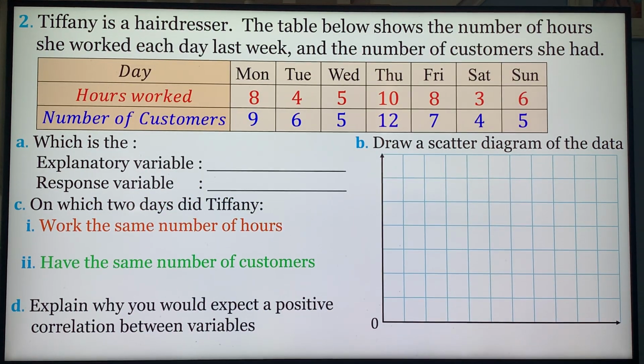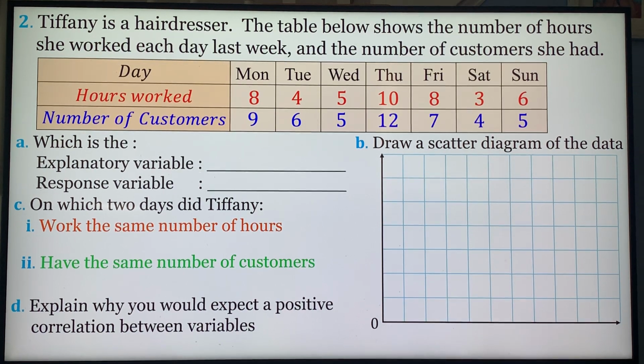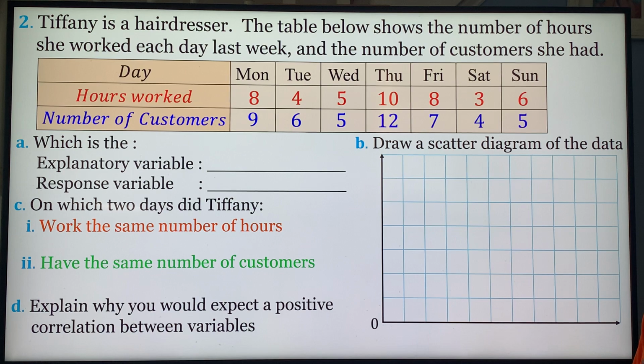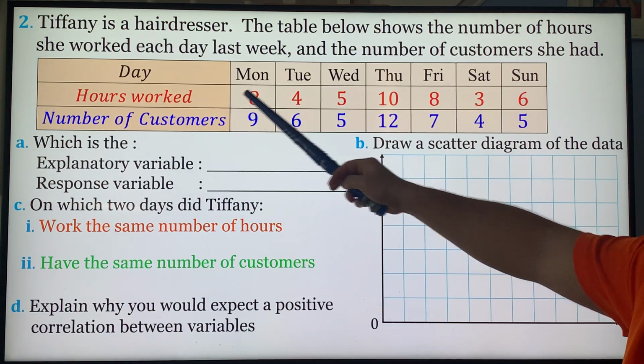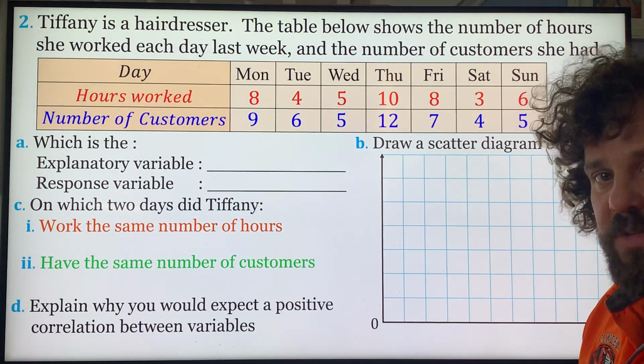All right. Tiffany is a hairdresser. The table below shows the number of hours she worked each day last week and the number of customers she has had. All right? Hours worked, number of customers. Which is the explanatory and response variables? Go.